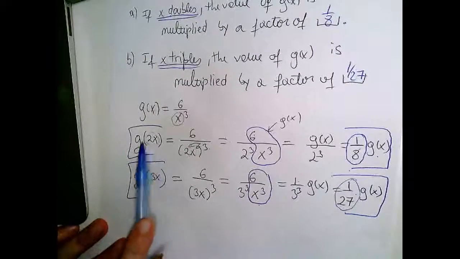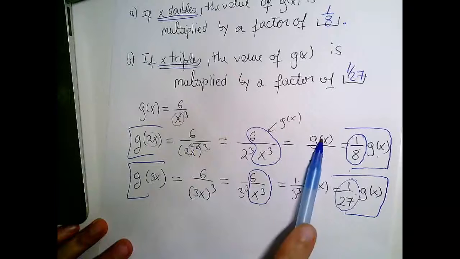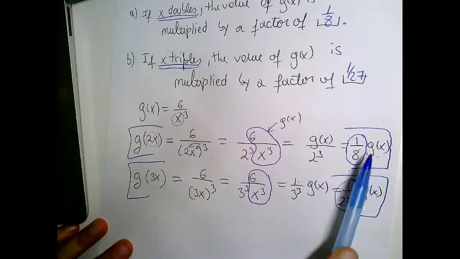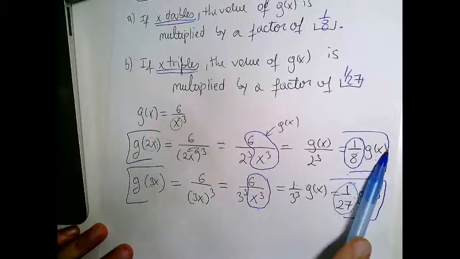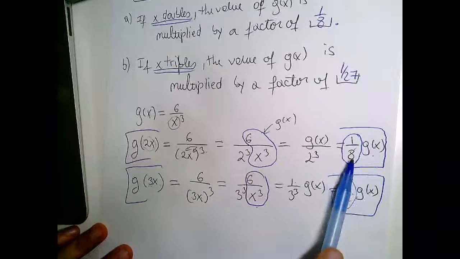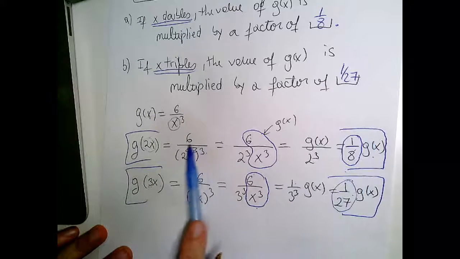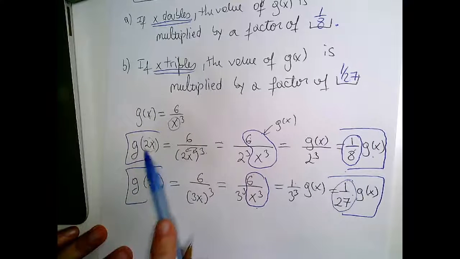So the goal is to rewrite this but keep g of x. And then you notice the difference between this one and that one. Well, that one is multiplied by 1 over 8. I mean, that is the difference between that one and this one when I doubled the input.